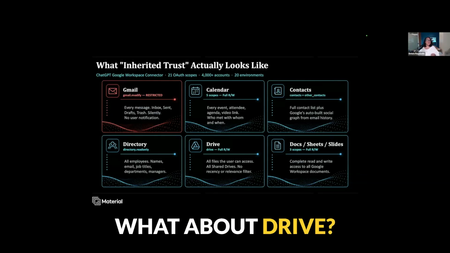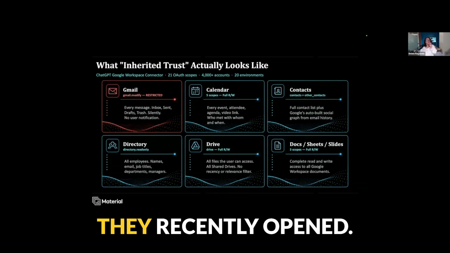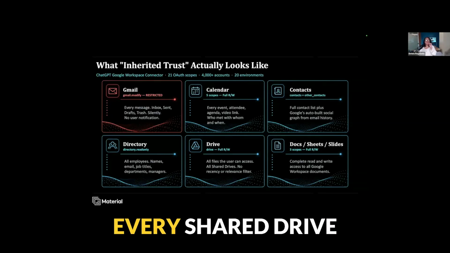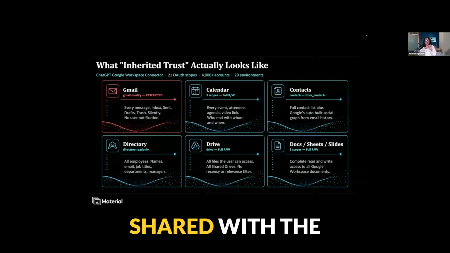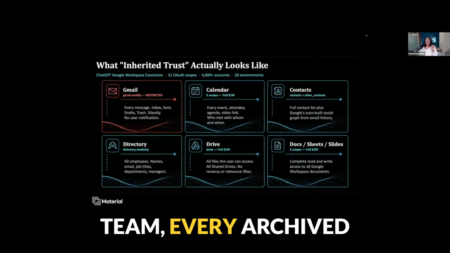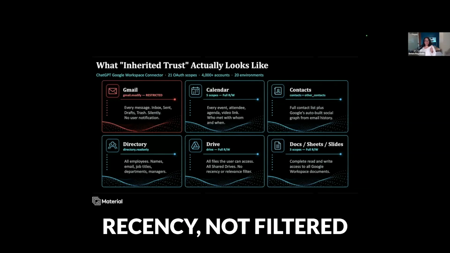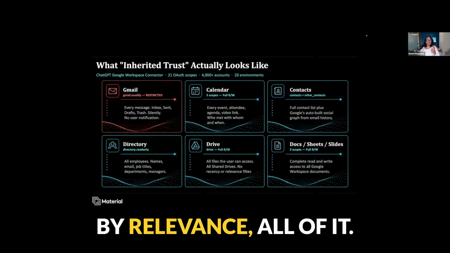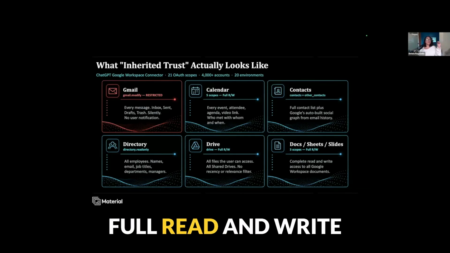What about Drive? Every file the user has access to, not just files they recently opened. Every shared drive they belong to. Every document shared with the team. Every archived project folder. Not filtered by recency, not filtered by relevance, all of it. Google Docs, Sheets, and Slides, full read and write.